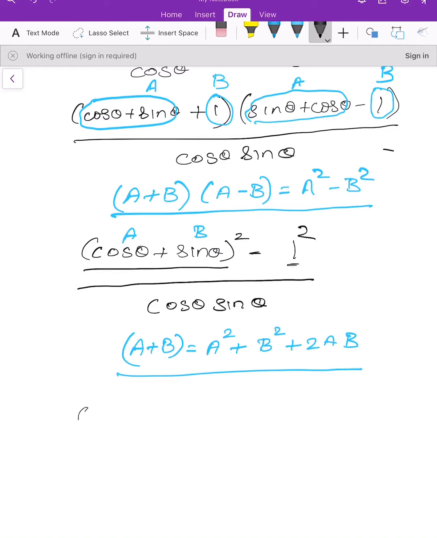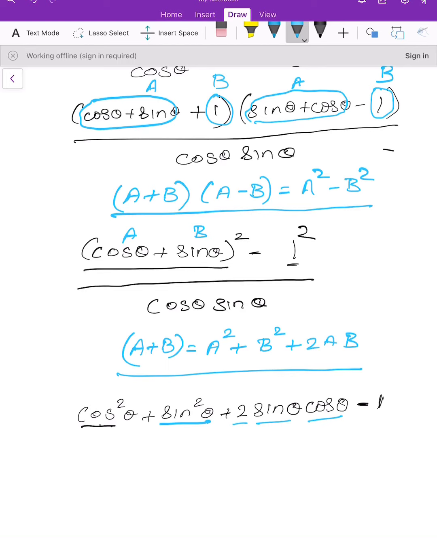This will become cos square theta plus sin square theta plus 2 sin theta cos theta minus 1. A is cos theta, so A square is cos square theta. B is sin theta, so B square is sin square theta. And 2AB is 2 sin theta cos theta. This is what I have got.